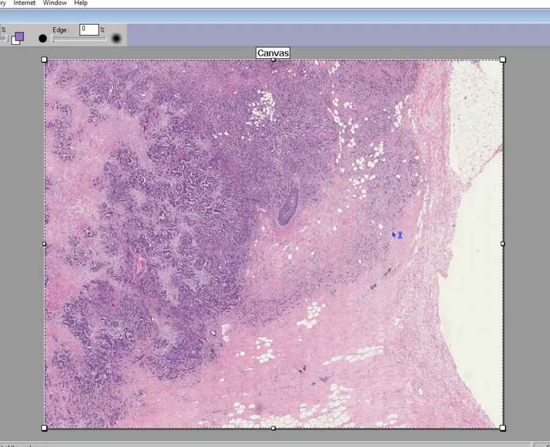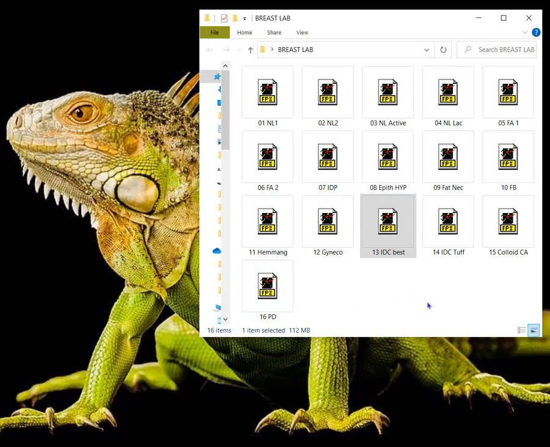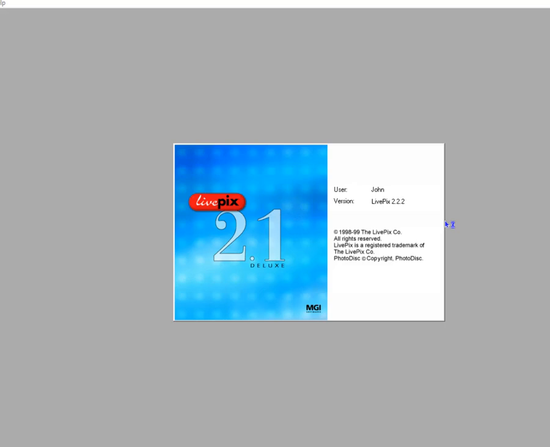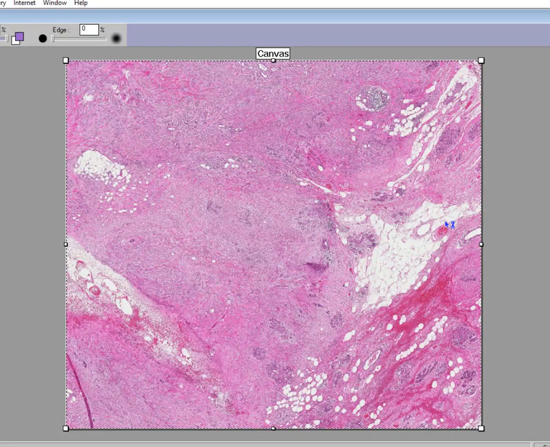Okay, so let's go to another slide. We're almost at the end. And I call this one IDC tough. Well, remember I told you that this case here was so easy even a 3rd grader can diagnose it. I called this one tough because I'll tell you, I had to look at this very hard before I was convinced it was cancer. Okay? I think you could see a lot of fibrous tissue here. I think you could see some fat.